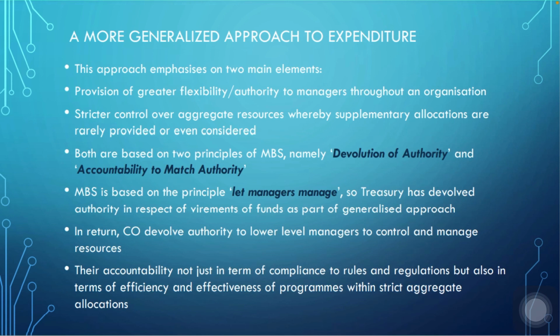So dekat sini walaupun dalam kita punya planning tu kata A, and then bawah A tu kita ada A subsection 1, A subsection 2, A subsection 3, tapi at the same time kita ada flexibility lah, stricter control over aggregate resources whereby supplementary allocations are rarely provided or even considered. So both are based on two principles of MBS, namely devolution of authority and accountability to match the authority. Accountability to match the authority tu sangat penting.